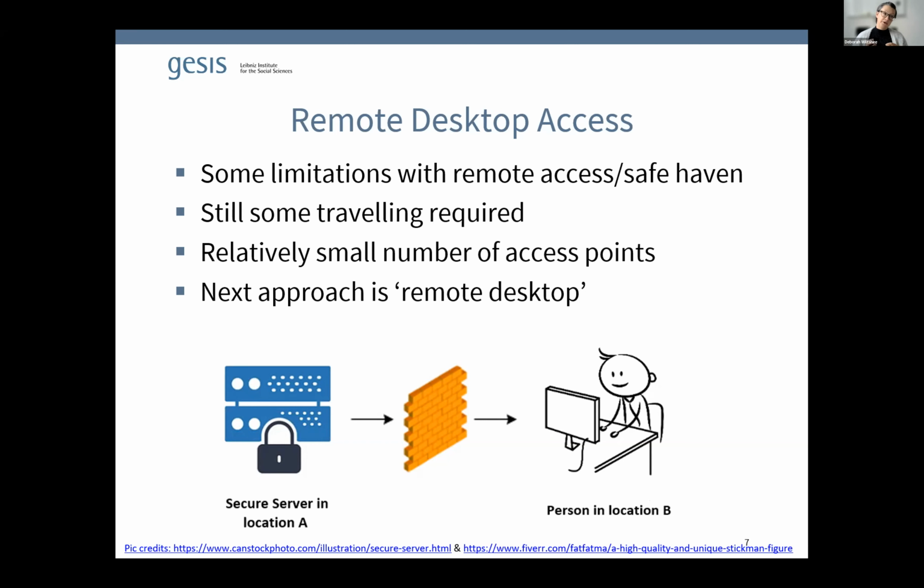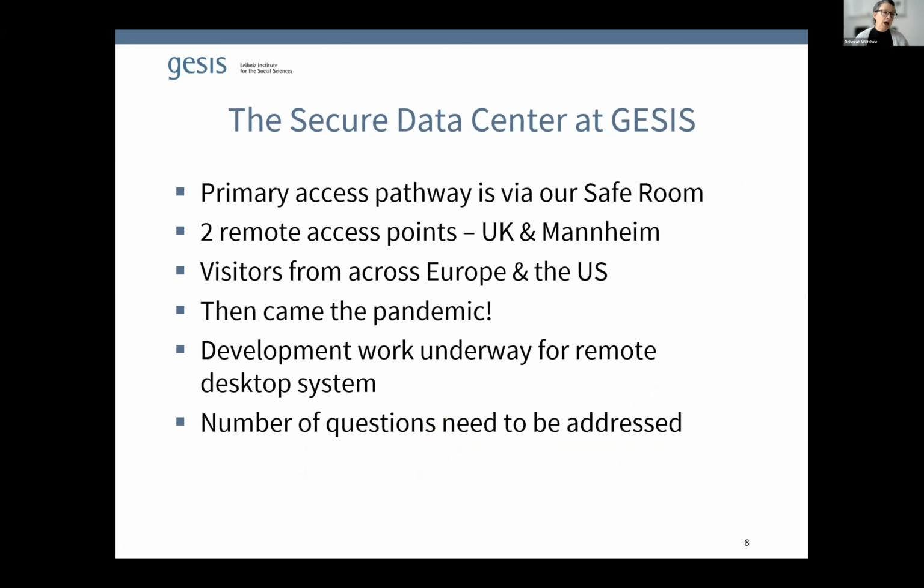And this is great because one of the limitations still with remote access through safe havens is that there is still some traveling involved. There are a lot of projects opening up access points now, which is fantastic, but there are still relatively few of them. So this really marks another leap forward. And I'm going to switch to talking more specifically about the Secure Data Centre here as an example. At the moment, our primary access pathway is still our safe room. And we have these two remote access points in the UK and Mannheim.